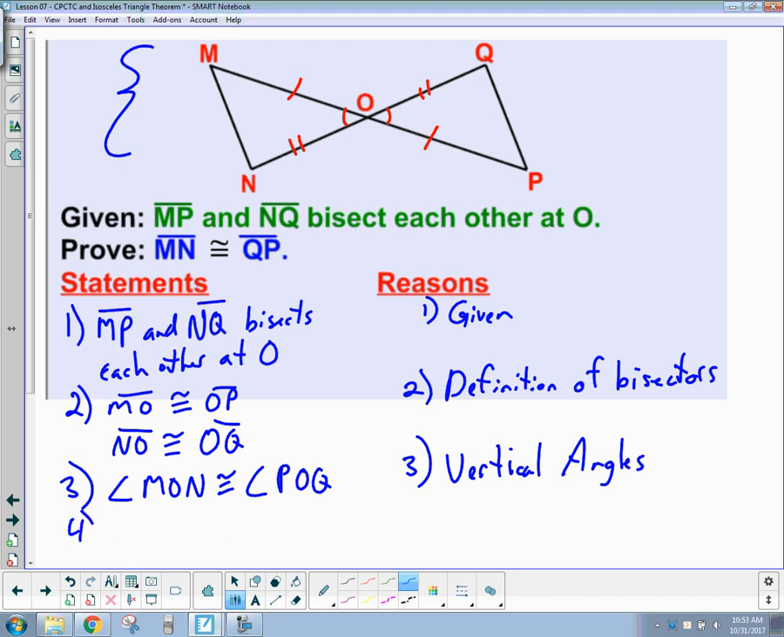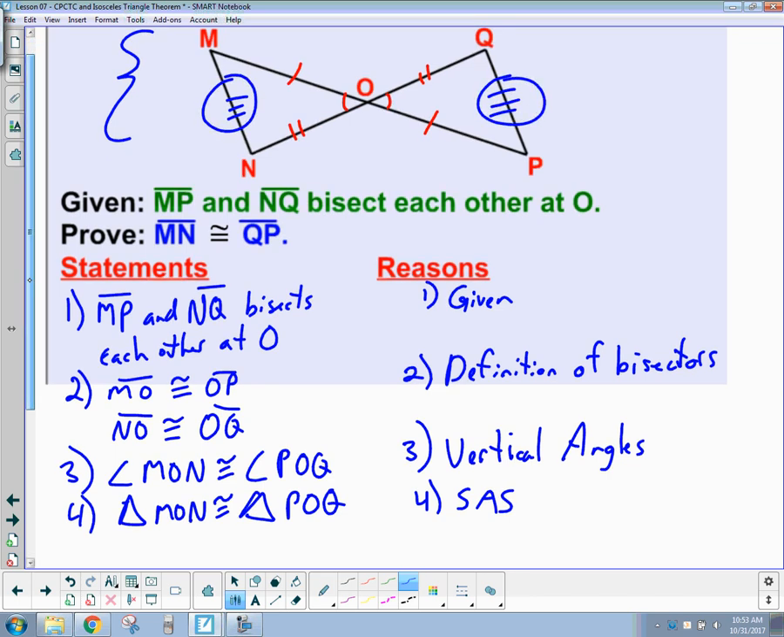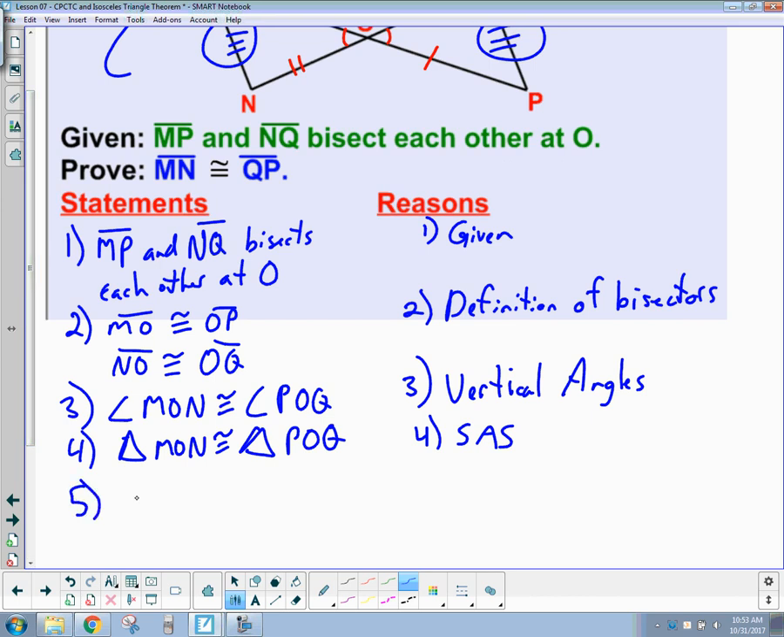4, the fact that we have side angle side, we can say triangles are congruent. I'm just going to keep up this angle pattern. So this time the triangle MON is congruent to triangle POQ, all because of side angle side. And look, our end goal is to get to MN and QP being congruent. But now that these two triangles are congruent, we can finish it off with the proof, which is MN congruent to QP because of the new 5-letter word, CPCTC.